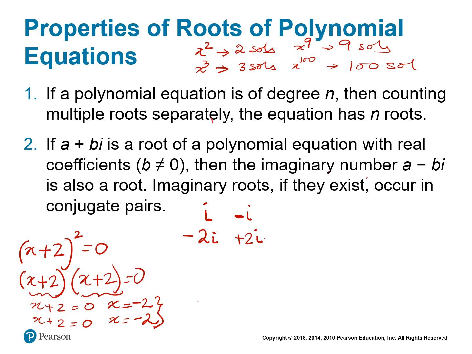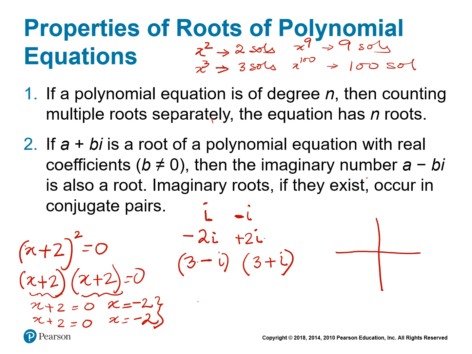That's why they are called conjugates of each other. They always occur hand in hand. Minus 2i, plus 2i. Likewise, if we have something like 3 minus I, then its conjugate, 3 plus I, will also be a solution of the equation. Now, how does an imaginary root affect the graph of a polynomial?